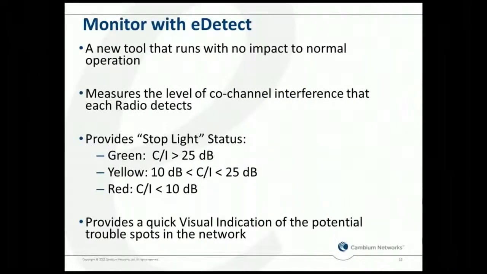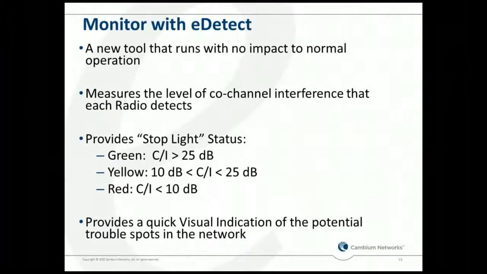We also have a few other unique capabilities within the ePMP to help you manage your network. One of these is a tool we call eDetect, and this is a tool which is unique that runs in the background along with normal operation of the ePMP solution, and it measures interference that is being seen on the channel that the radio operates on, and it will identify the radios by their MAC address if they're providing interference.